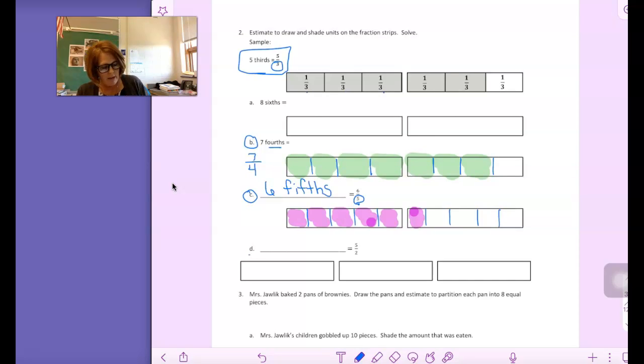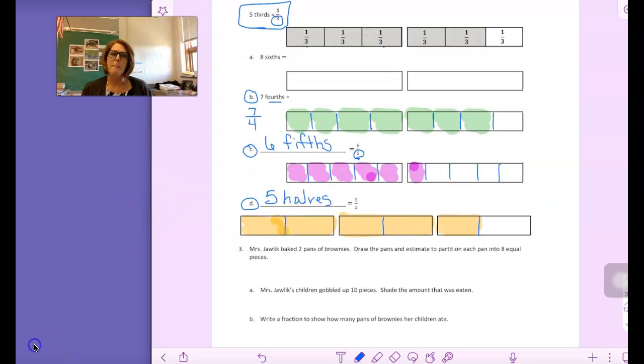Go ahead and do letter D on your own and come back and check your work. Welcome back. Hopefully for letter D, you wrote 5 halves. You divided each fraction bar into halves and then shaded 5 of them.